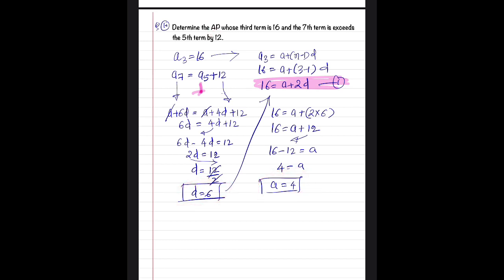So, how to write the AP? First term is 4, your next term is, add the common difference 6, you will get 10. So, 10 plus 6 is 16, 16 plus 6 is 22 and so on. Is it clear? So, this is the AP. The AP is 4, 10, 16, 22 and so on.